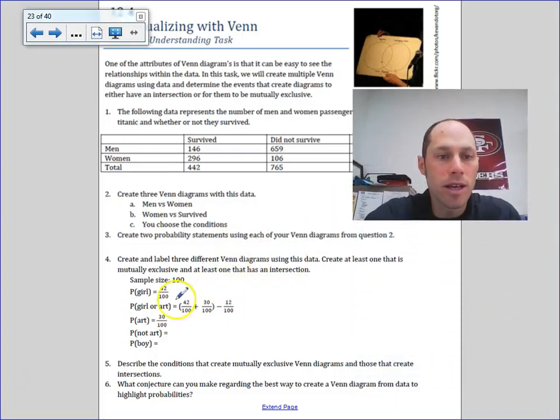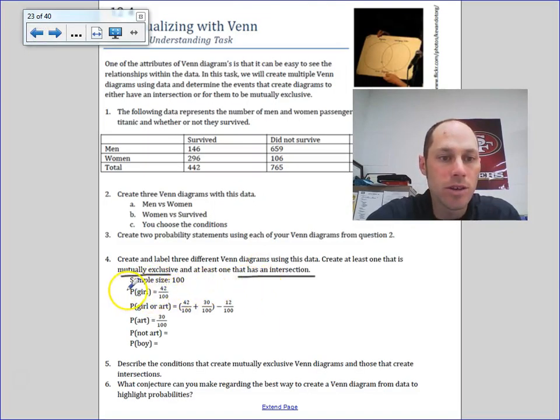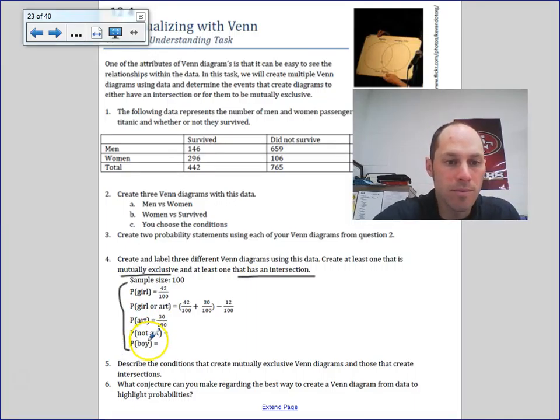All right, so I'd like you to take a look at 4, 5, and 6 now. Create and label 3 different Venn diagrams using this data. Create at least one that's mutually exclusive and one that has an intersection. So mutually exclusive, there's no overlap. Intersection, there is an overlap between the two categories. So here's the data. Take a look at that and create a couple Venn diagrams using that. Then describe the conditions that create mutually exclusive Venn diagrams and those that create intersections.